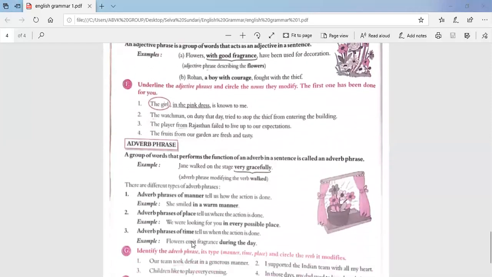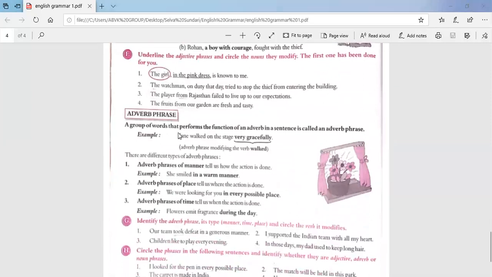Now coming to the adverb phrase. A group of words that performs the function of an adverb in a sentence is called an adverb phrase. Example: Jane walked on the stage very gracefully. How did she walk? Very gracefully. The adverb is adding more to the verb. Very gracefully is adding more character to walk. So that is an adverb phrase modifying the verb walked.